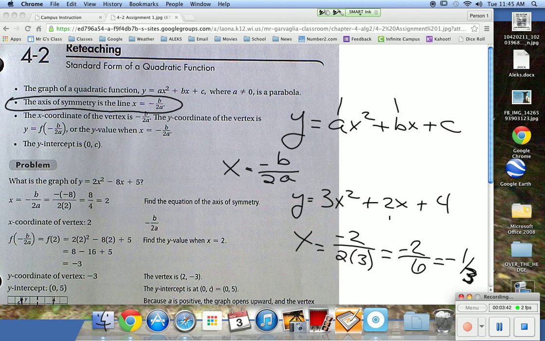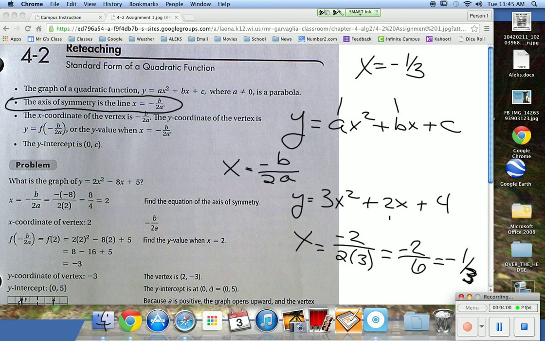All right? In order to figure out, what was that, Nick? No, negative 1/3. Okay?